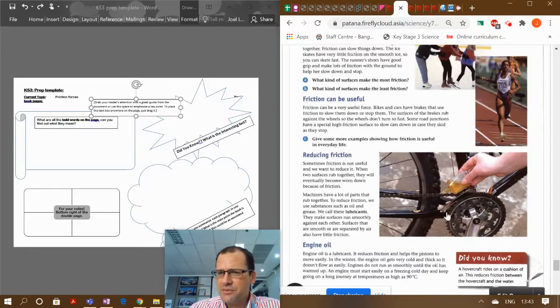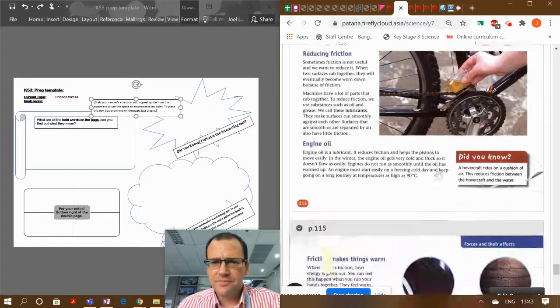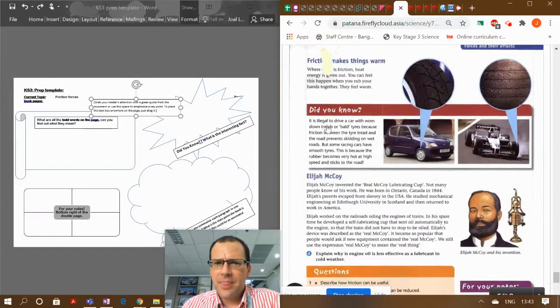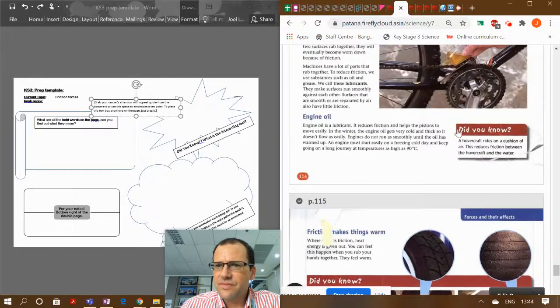So we put oil on our gears or our cogs, and then tyres on our car. It's really useful to increase friction on the tyres on a car so we get good brakes, basically. So the interesting fact, did you know, would be there. So we can copy that into here.